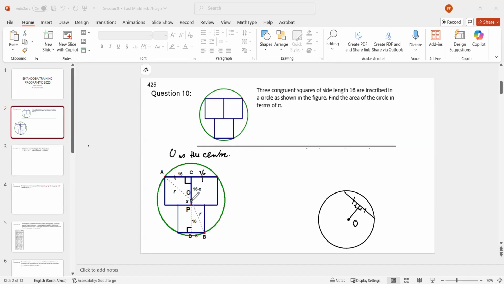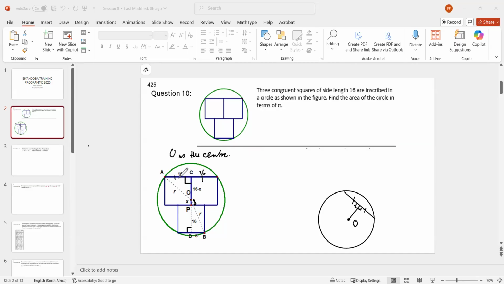So we can see in this diagram, we've got two radii, and I'm going to calculate this radius. I don't know how far this center is from this point here where these two squares meet. So I'm calling this little distance here x. Okay.